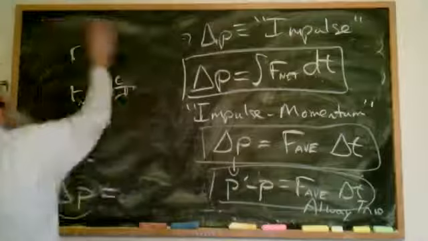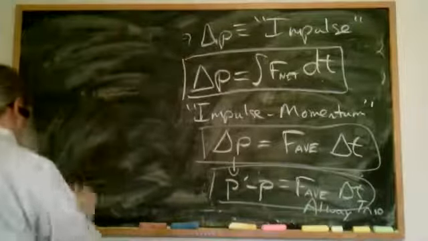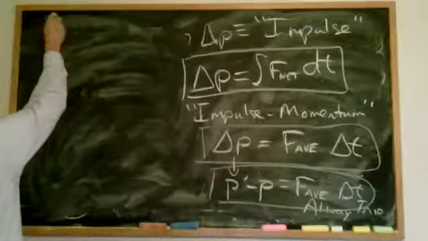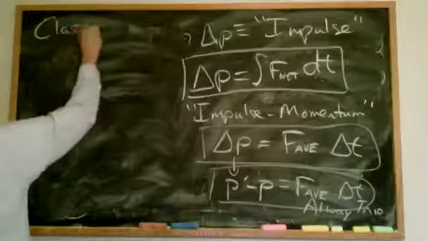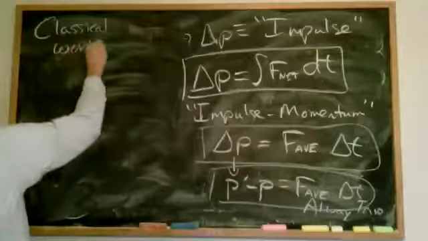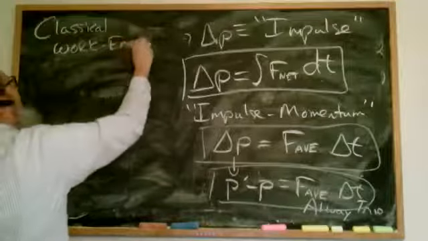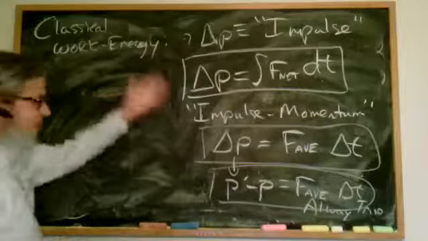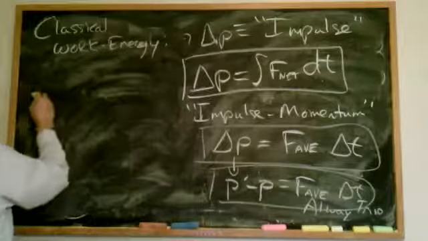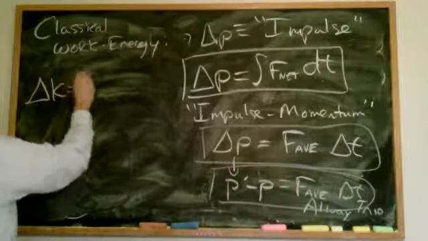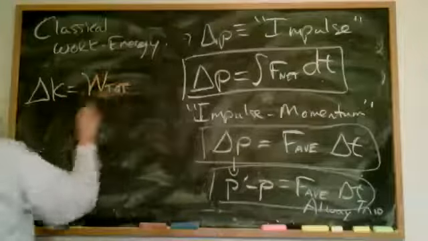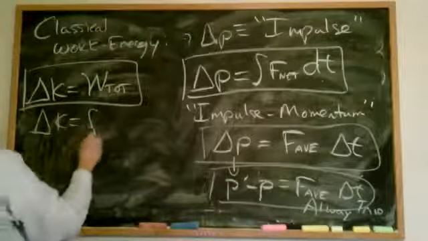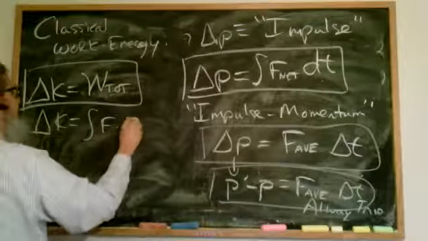Likewise, I've alluded to this in your homework and on the review sheet, but I haven't explicitly talked about it. There's a similar relationship called the classical work-energy relation, or sometimes the classical work-energy theorem. Without going through the details, it says that the change in kinetic energy is equal to the total work. And just to remind you, the total work is defined as an integral along a path of F dot dr.